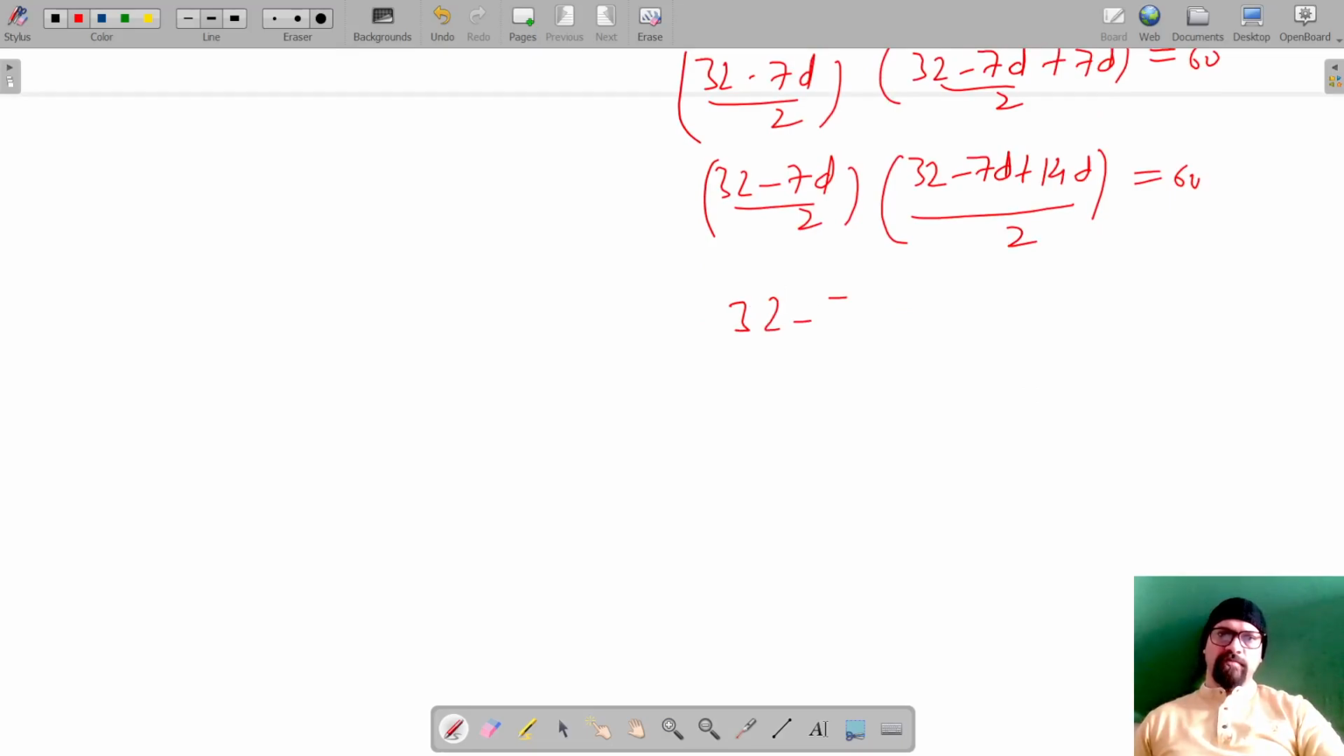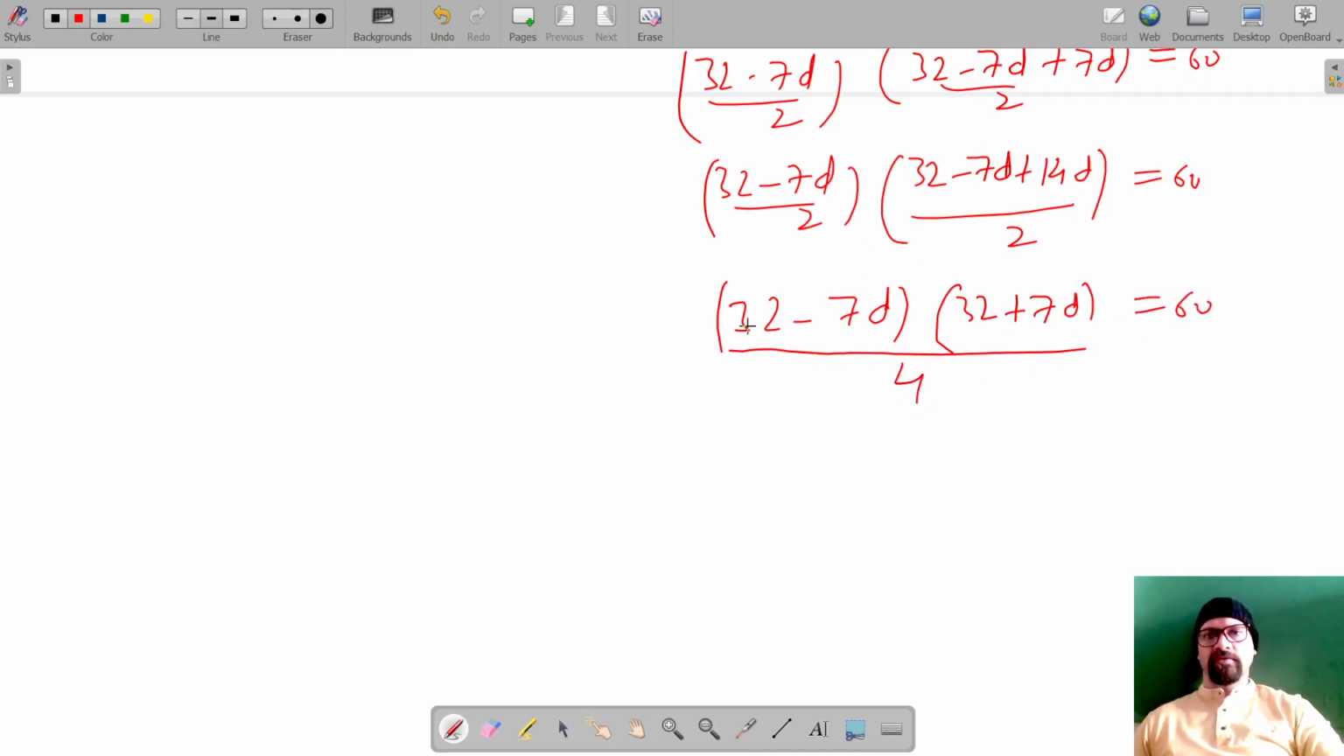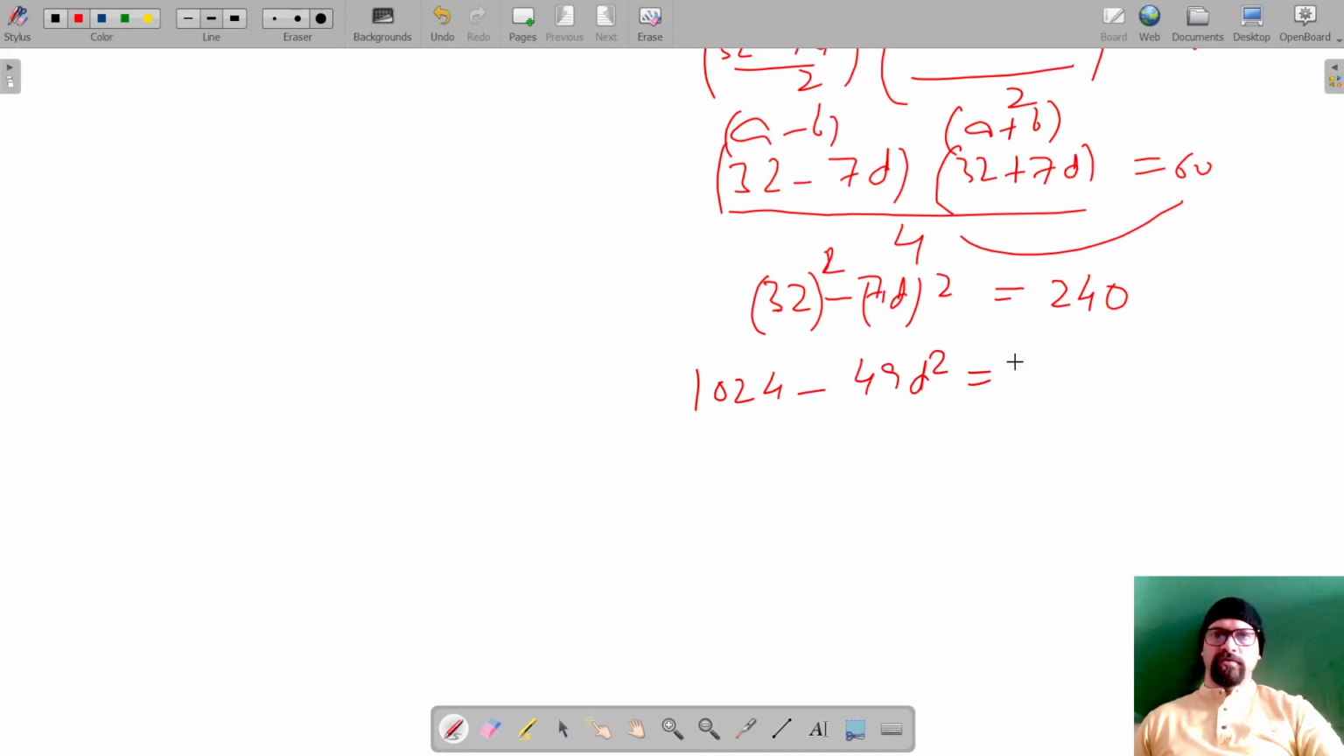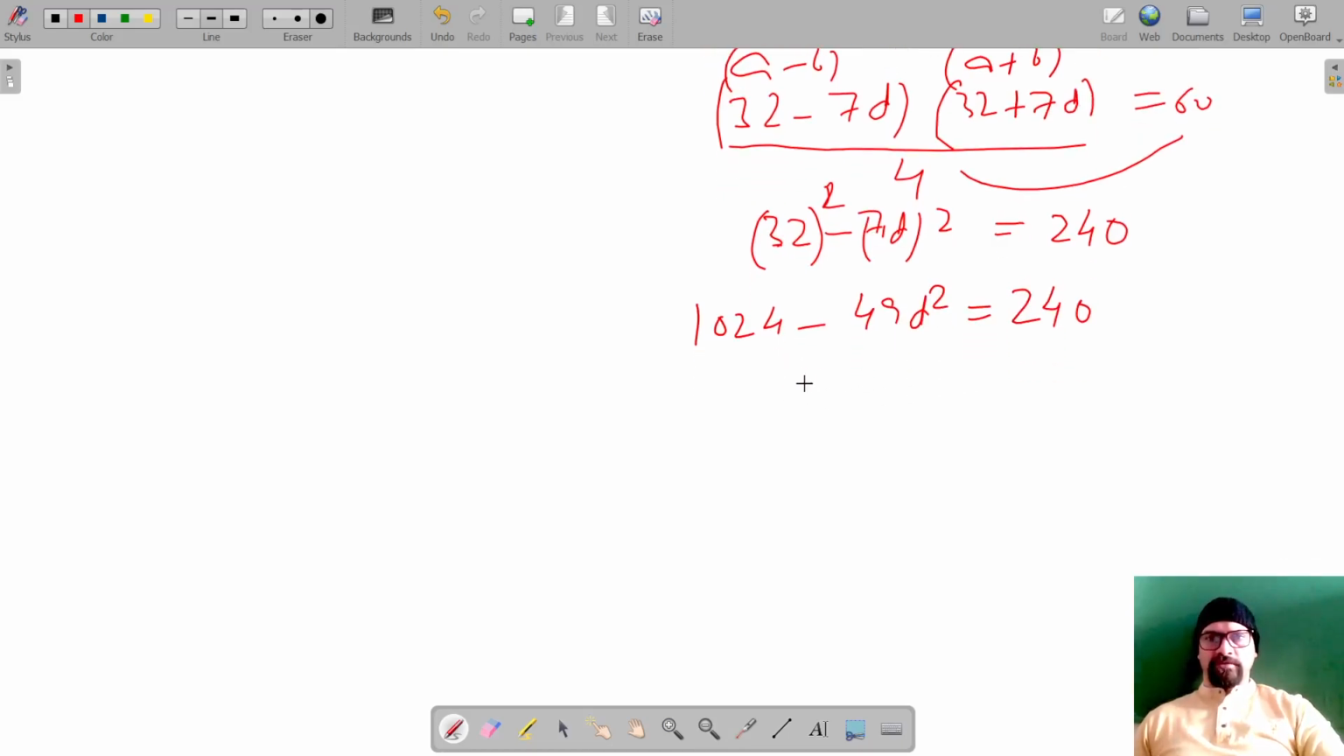So finally we have 32 minus 7d into 32 plus 7d, and 2 into 2 is 4, so this is equal to 60. Now this is of the form a minus b into a plus b, which is a squared minus b squared. And 4 taken to the RHS, this is 240. 32 squared is 1024, so 1024 minus 49 d squared is equal to 240. So this is now minus 49 d squared is equal to 240 minus 1024.